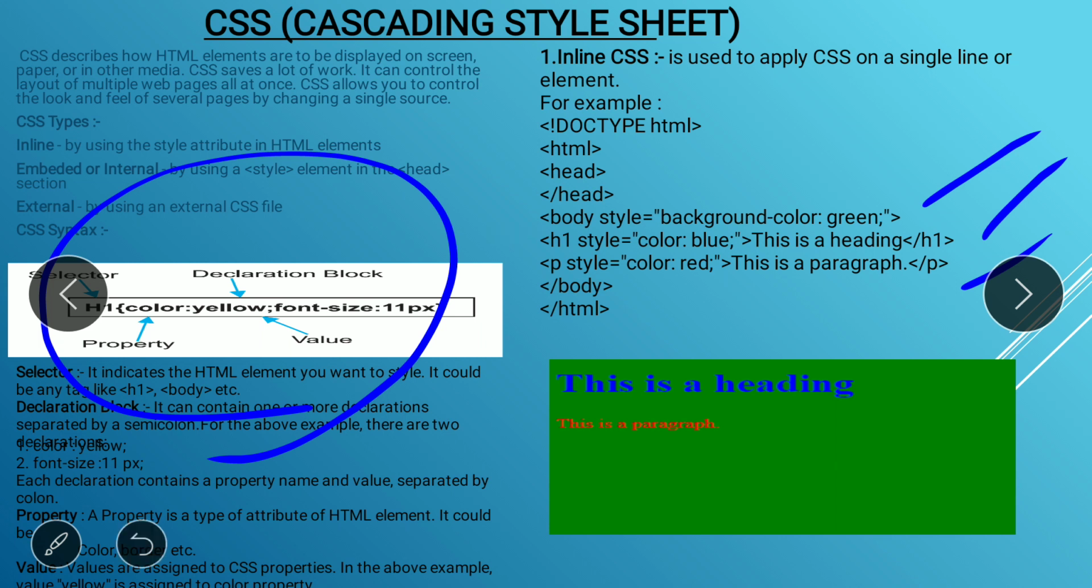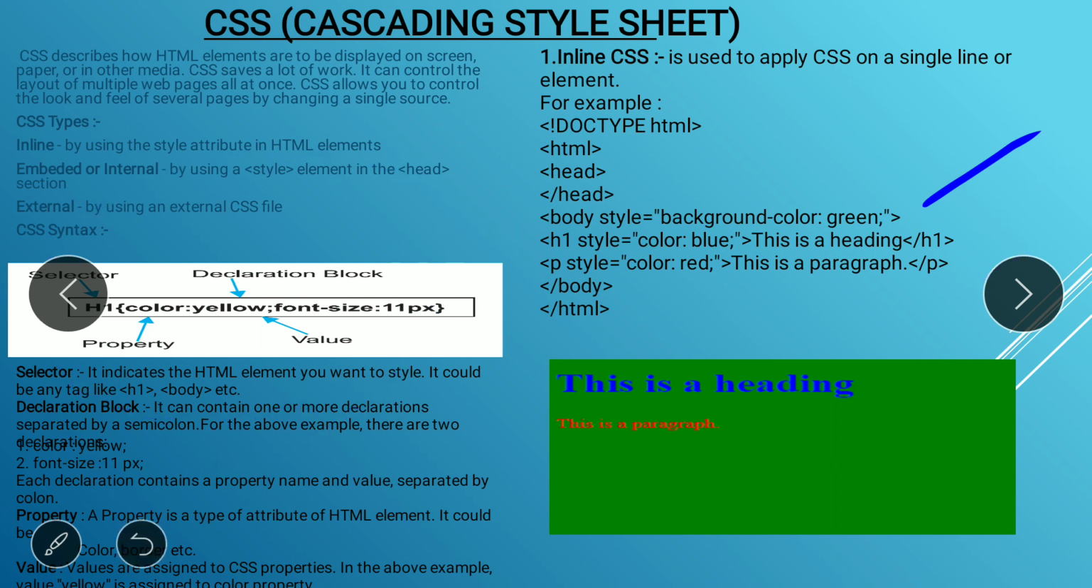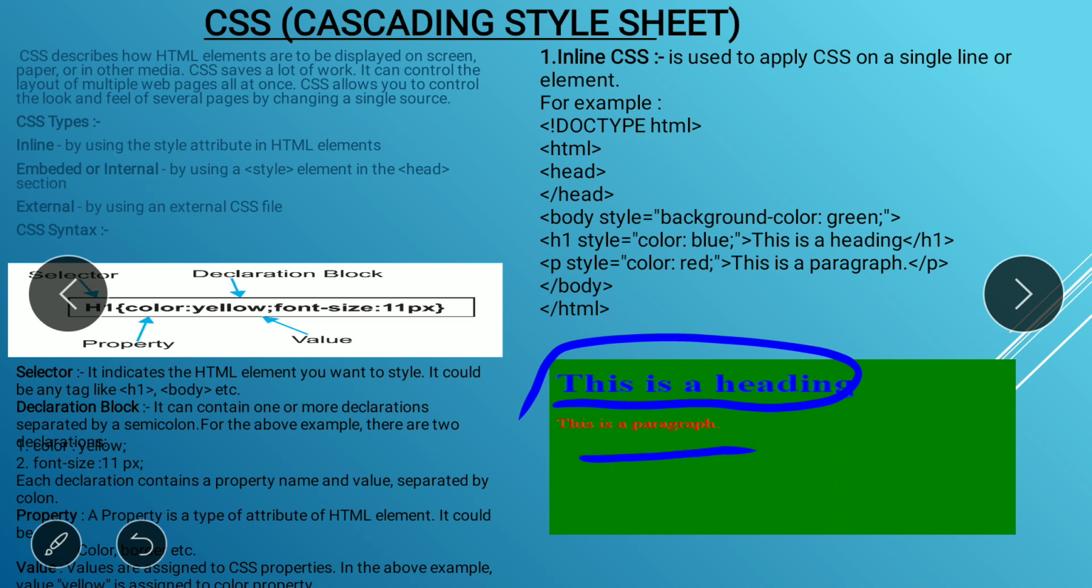You can apply h1 style color blue. You can see here the color of the heading is blue. And next, the paragraph is color red. So you can see here, if you have to separate property and value, you have to use the colon. In color and blue we have to write the colon.